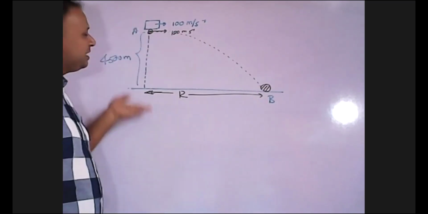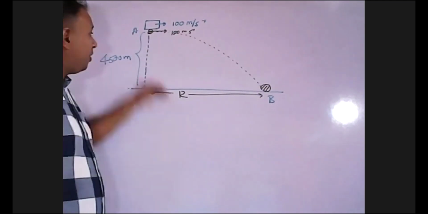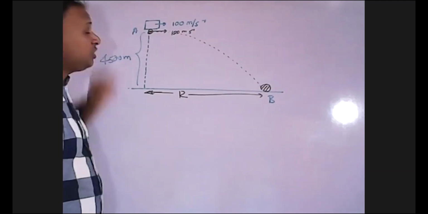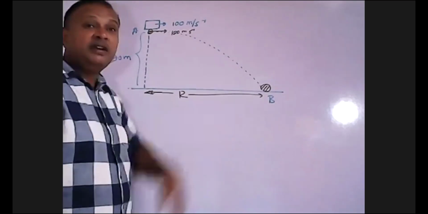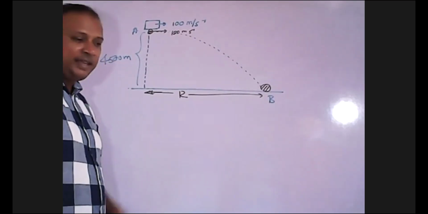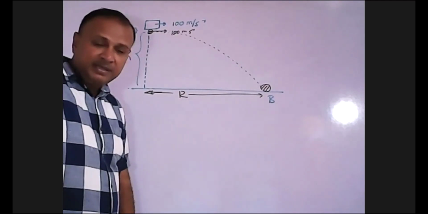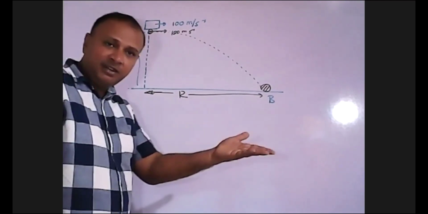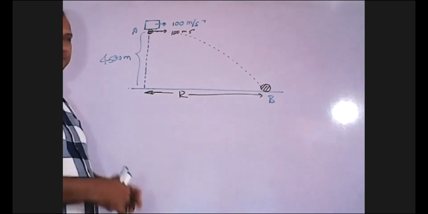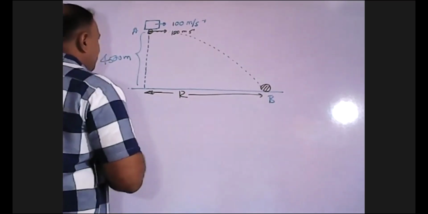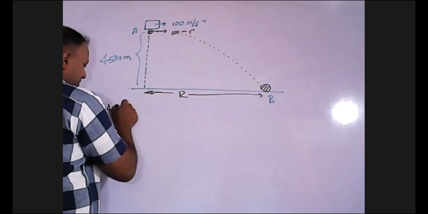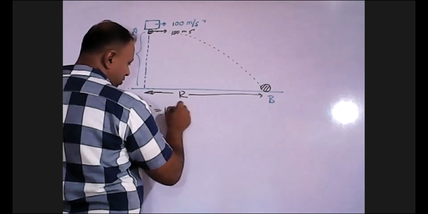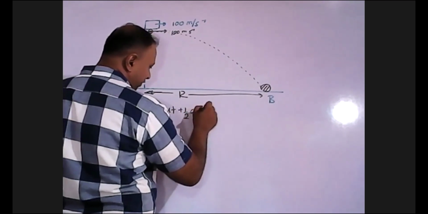You can find the time from the vertical movement, because I know the vertical displacement, I know the vertical initial velocity, and I know the vertical acceleration. So I can apply S = ut + half at square equation to the vertical motion. From that equation, I can find the time taken. Therefore, from A to B, in the vertical downward direction, S = ut + half at square.